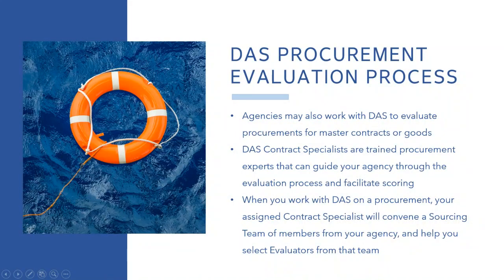Just before we move into the Q&A, I want to briefly plug that DAS, of course, the Department of Administrative Services, also has their own procurement evaluation process. I imagine a lot of folks on this call, and a lot of folks who work in procurement in the human service agencies, have also worked with DAS on RFPs that they are doing for their agencies. Agencies often work with DAS to evaluate procurements for master contracts or for goods-based procurements that don't include services. They usually work with DAS contract specialists who are highly trained procurement experts that will guide your agency through this evaluation and scoring process.